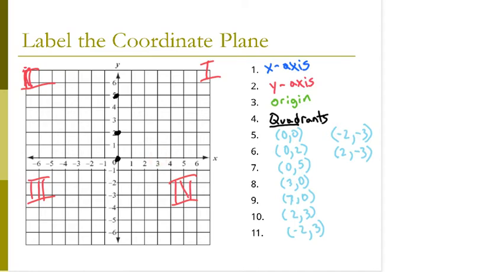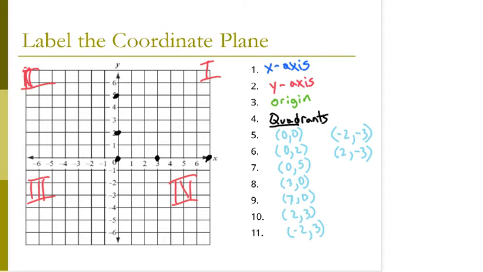For 7, 0, x is 7 and y is 0. So 7, 0, we'll find 7 for the x, and the y is 0, so we're not moving up or down. This is where our point would end up going. And just to remind you, none of these points are in any of the quadrants. They're actually on one of the axes.